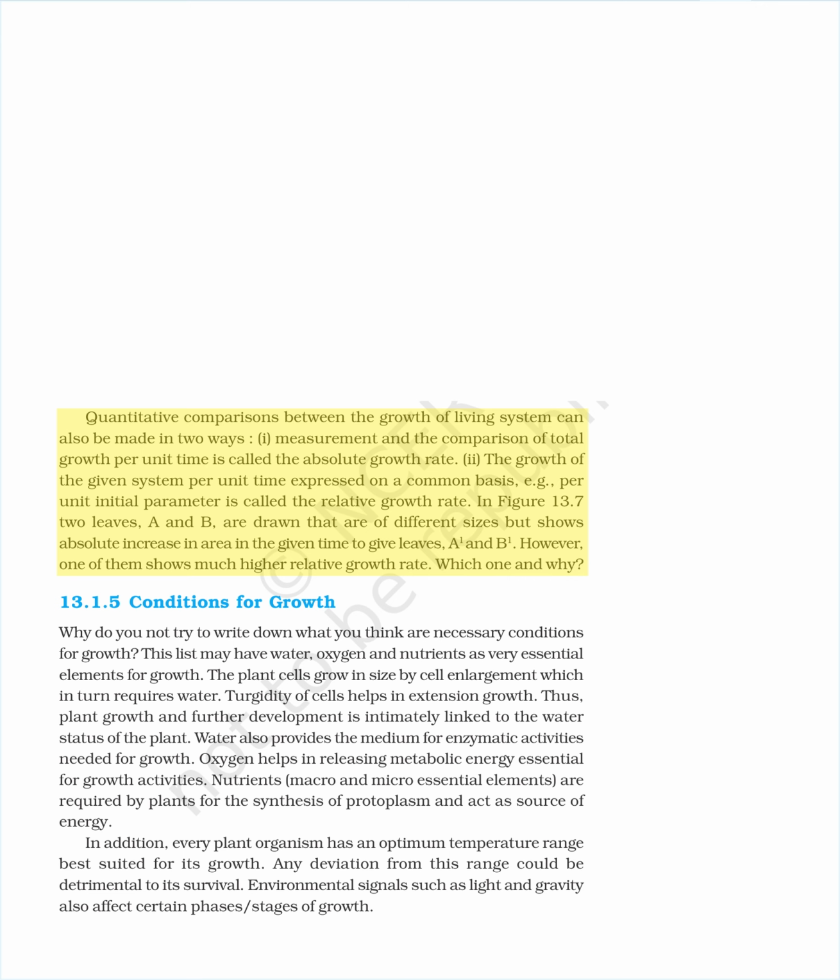In figure 13.7, leaves A and B are drawn that are of different sizes but show absolute increase in area in the given time to give leaves A' and B'. However, one of them shows much higher relative growth rate. Which one and why?